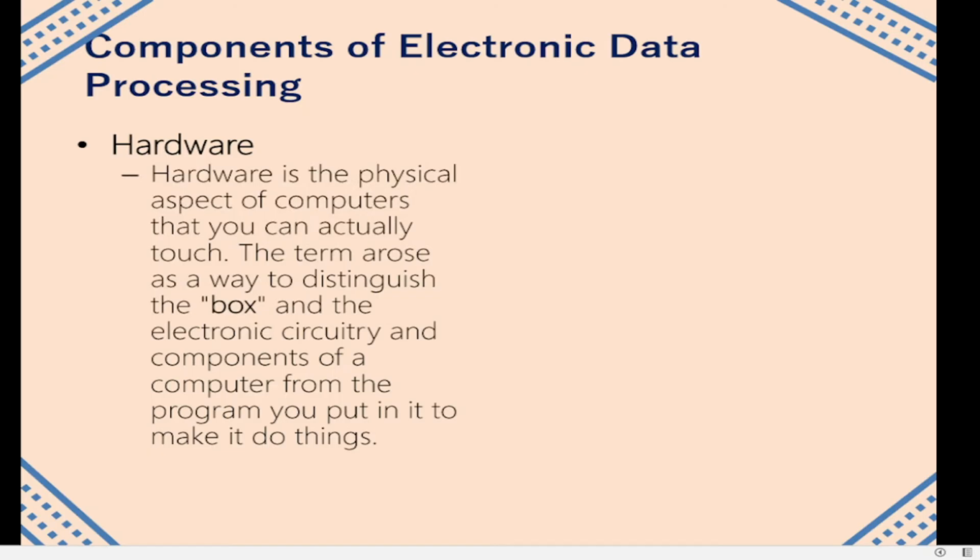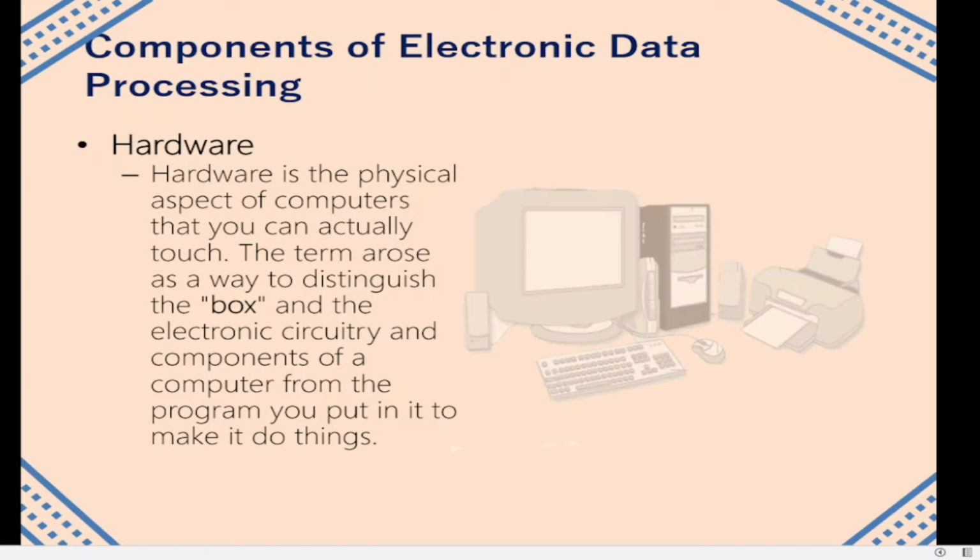Okay? What are the components of electronic data processing? So we have here the hardware. Hardware is the physical aspect of computers that you can actually touch. So, ito yung unang-unang nakikita natin, nahahawakan natin sa ating computer. The term arose as a way to distinguish the box and the electronic circuitry and components of a computer from the program you put in to make it do things. So, ito yung hardware devices natin.